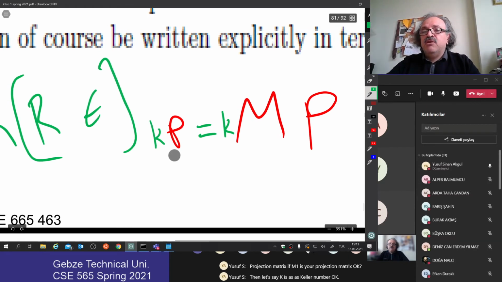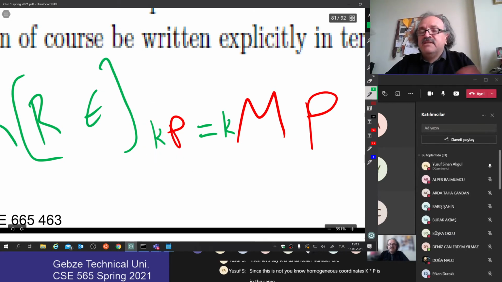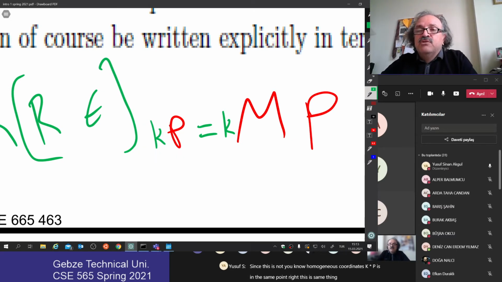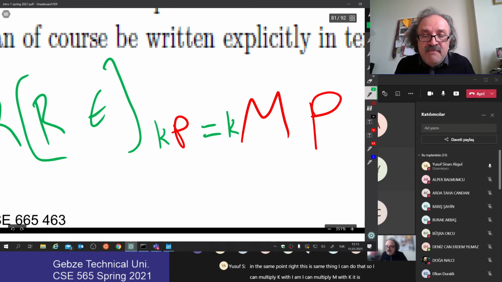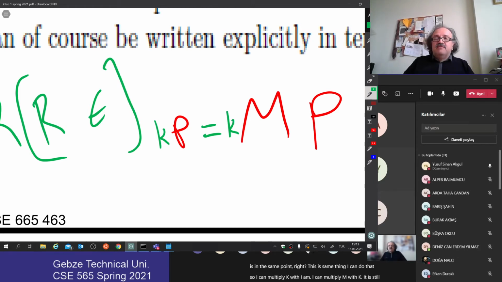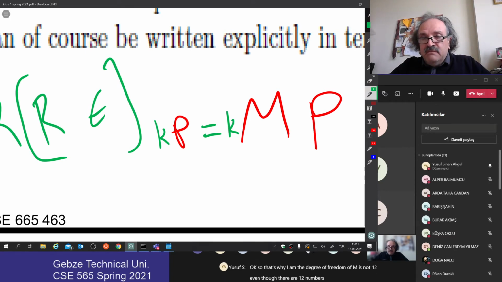Since this is in homogeneous coordinates, K times P is the same point, right? It's the same thing. I can do that. So I can multiply M with K, and it is still my same projection matrix. That's why the degree of freedom of M is not 12, even though there are 12 numbers in it. It is 11.